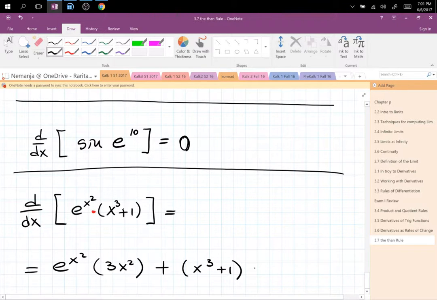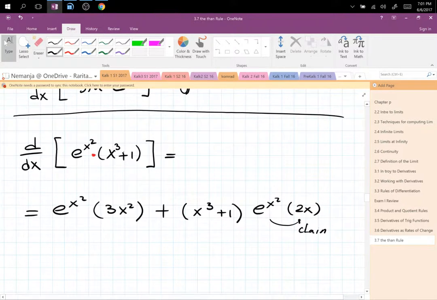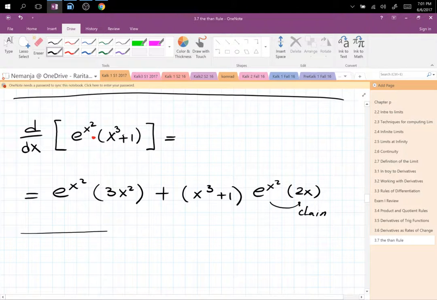So now you start thinking, okay, what's the boss? What's this? What's that? So the boss is e to the x, so e to the x squared times 2x is the chain. So this was the chain embedded in the product rule.